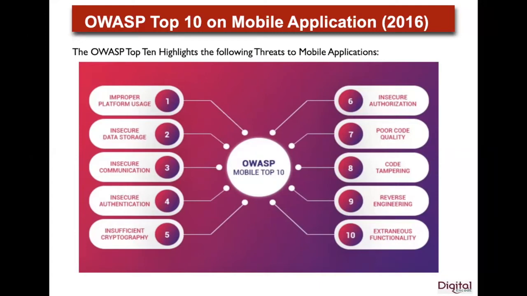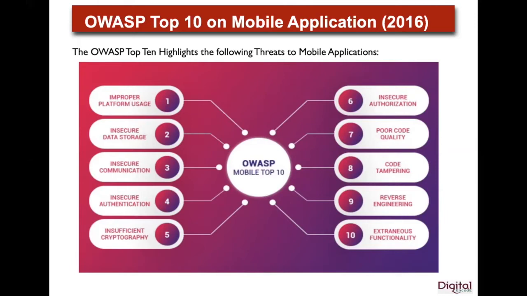Then the last one is the extraneous functionality. There are some applications where there are some functions that are not required at that particular time. Maybe during the development stage, the developer is trying to put in the code, trying to put in an API to call maybe an admin page, just for him to remember or do something. But when they deploy that application to production, they don't need that functionality again. But because the developer forgets, they still leave that functionality in the code and put it to production.